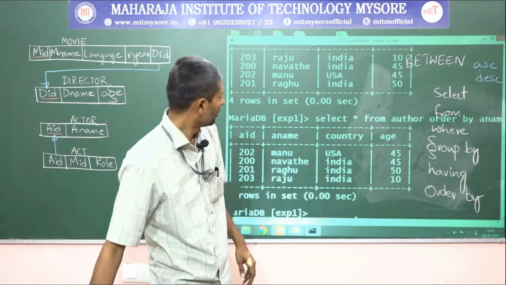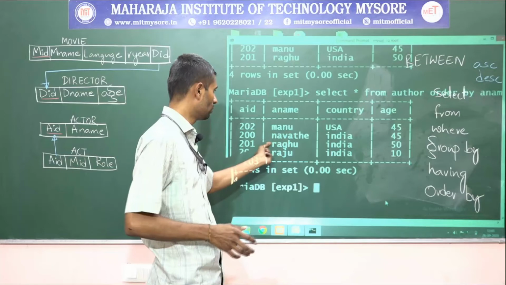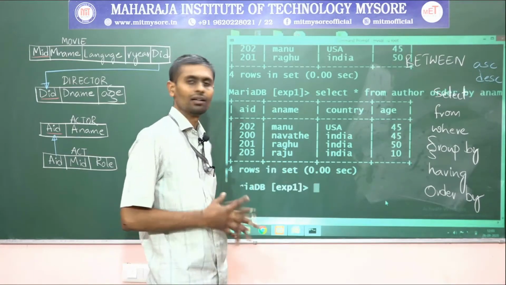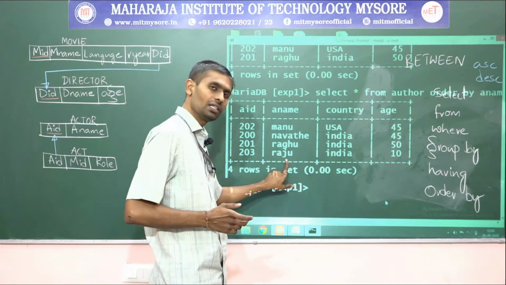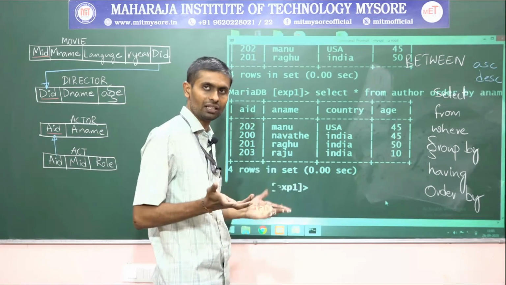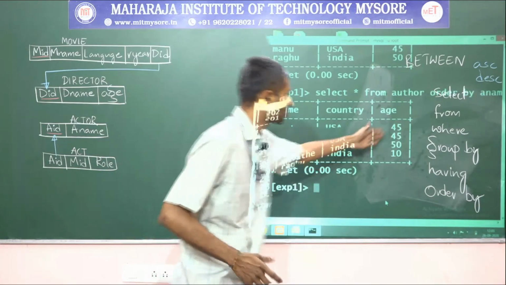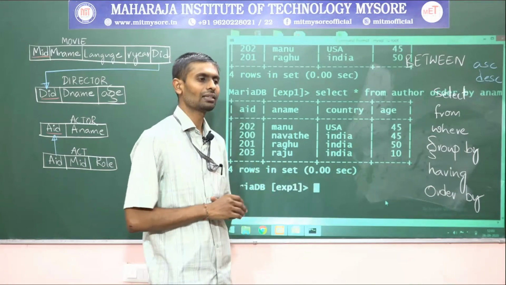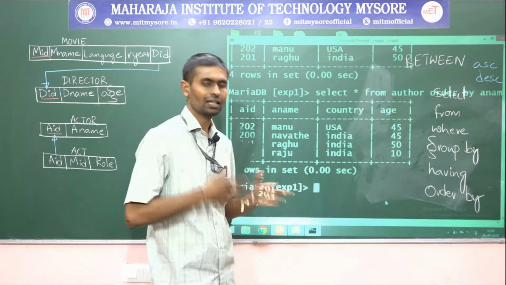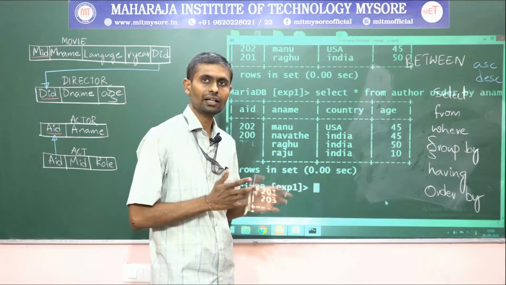Look at this one. We got M, because in the alphabet M comes first: Manu, Navate, Raghu, Raju, right? Like this. RAG comes first, RAJ comes later, right? Even in a dictionary, right? This is also working fine. Now even this order changed. So this ORDER BY clause can be used for alphabetical sorting or age sorting, either in ascending or descending.